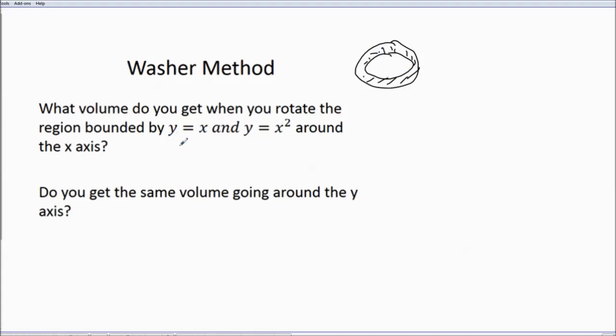Okay, so we've got our functions, the functions y equals x and y equals x squared, and we've seen a very similar example to this, and we had to find the area between the curves. Similar idea, except this time we're finding a volume generated by rotating that area between the curves.